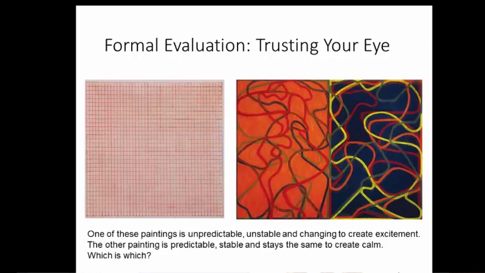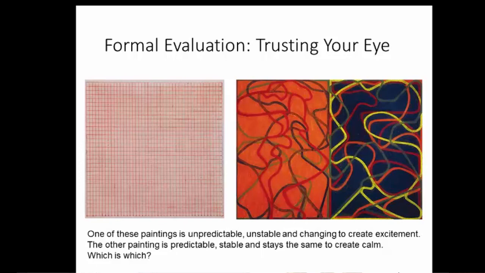The balance is symmetrical. If you divide it down the middle, what's happening on the left is happening on the right. The rhythm is regular. It is smooth and even. The proportion remains the same throughout. The scale remains the same. There is no single focal point. It is almost pure unity. So whereas unity is emphasized, variety is de-emphasized.